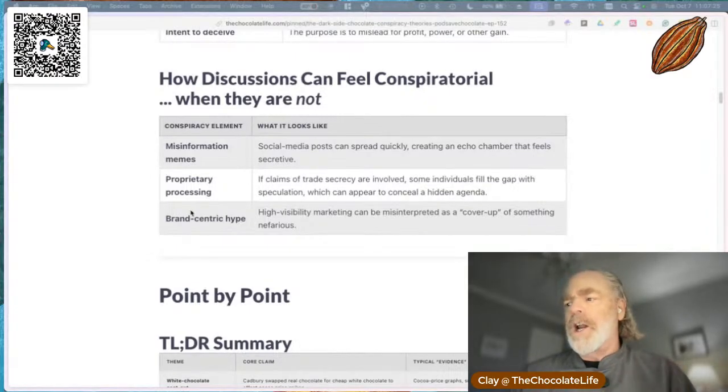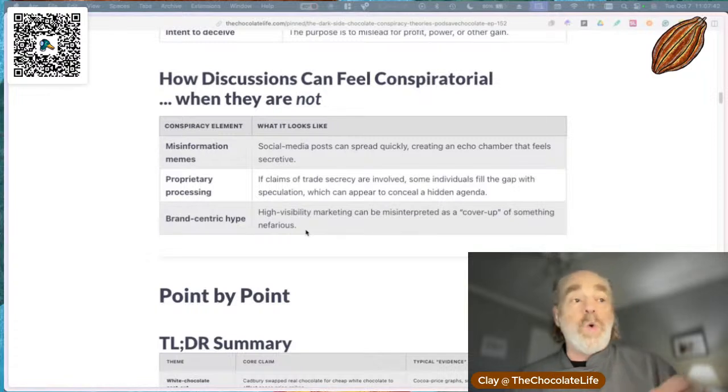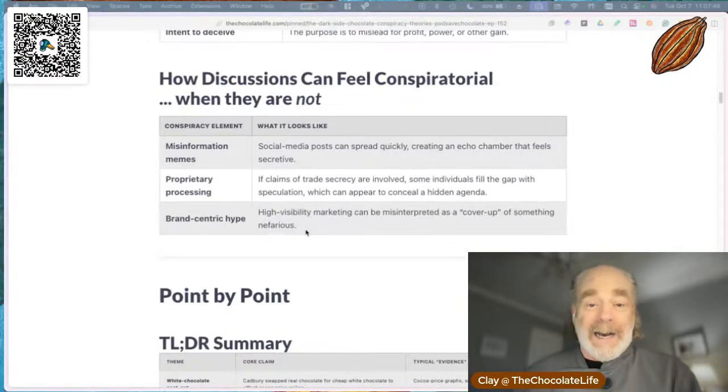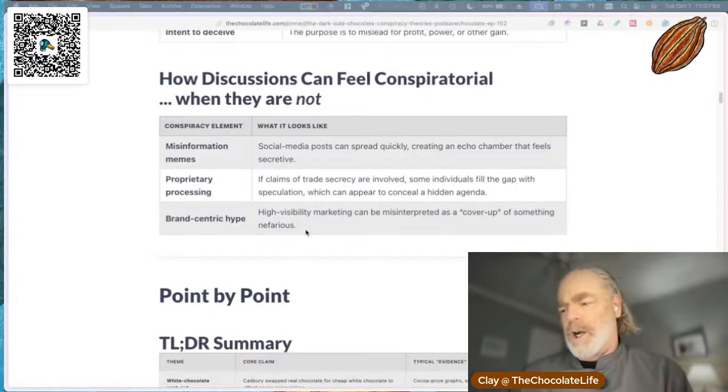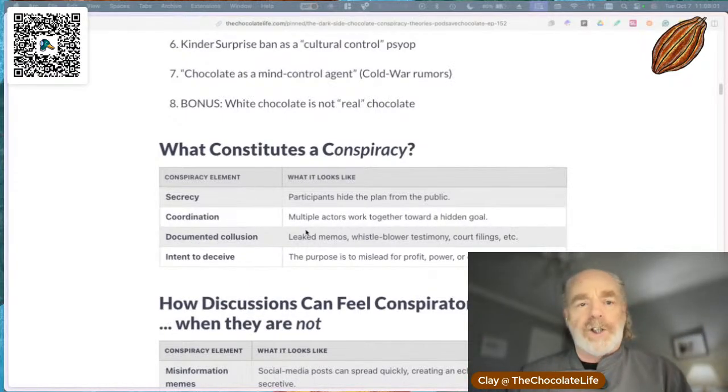And then third, a third element of it might be brand centric hype. So some highly visible marketing can be misinterpreted as a cover-up for something nefarious. So I've got some viral campaign going on, and the purpose of that viral campaign is to say, ooh, look at this shiny thing over here while I'm doing this stuff which is not so good, not so hot behind the scenes. So pay no attention to the man behind the curtain. So that's how I'm going to be framing this discussion around conspiracy theories, right? And so we've defined what we're going to use to frame what a conspiracy is. And I've also said, okay, here are 3 things that can make something seem conspiratorial when it might in fact not be an actual conspiracy, right?